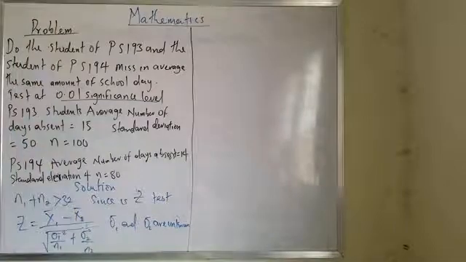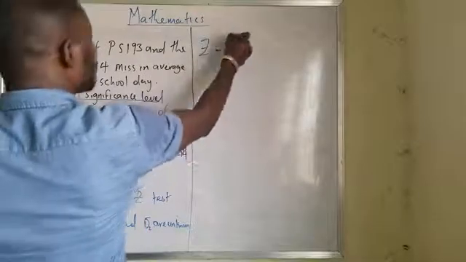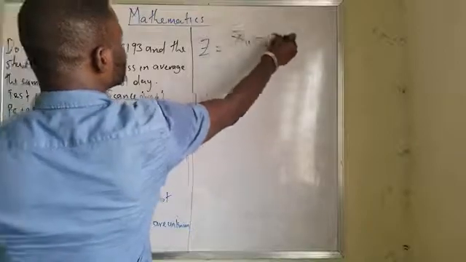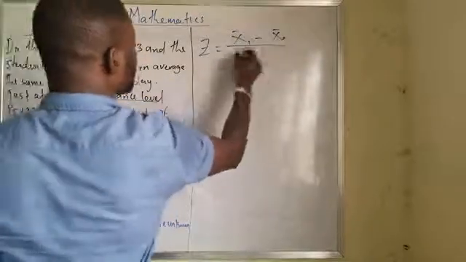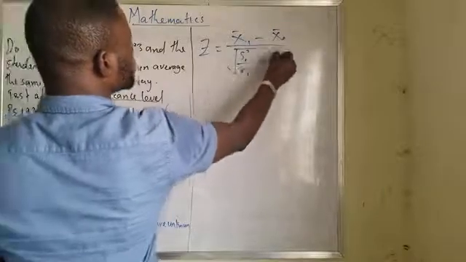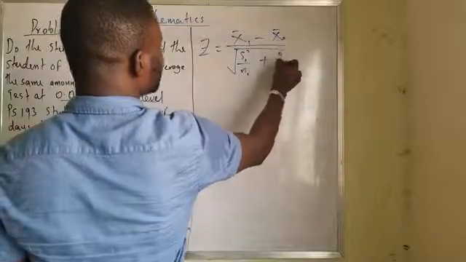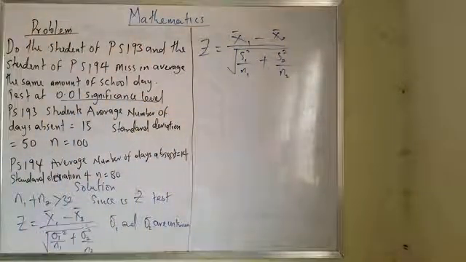Since it's that, it means I will now move by saying that z equals 1 minus 2 divided by the root of x1 squared divided by n1 plus x2 squared divided by n2. Now, that is what I will be using. That is very, very important.